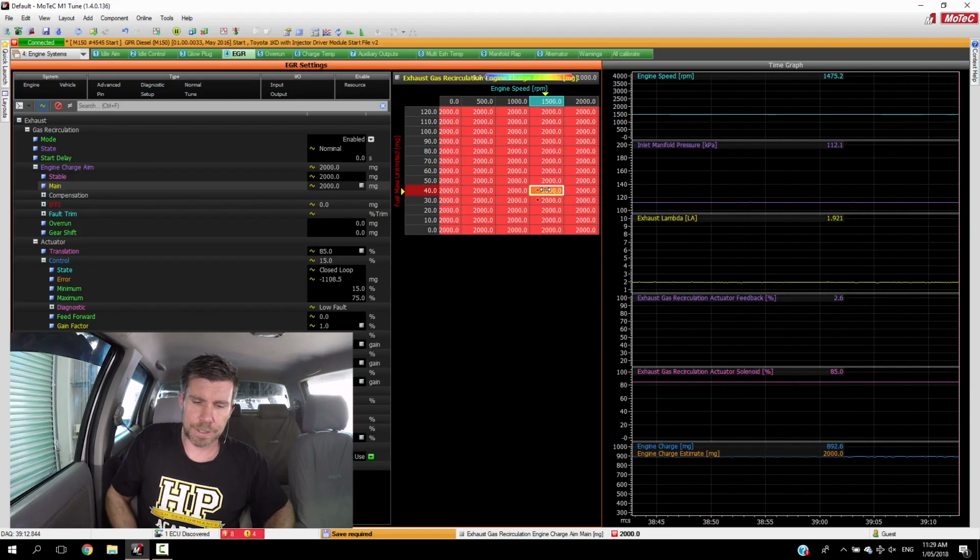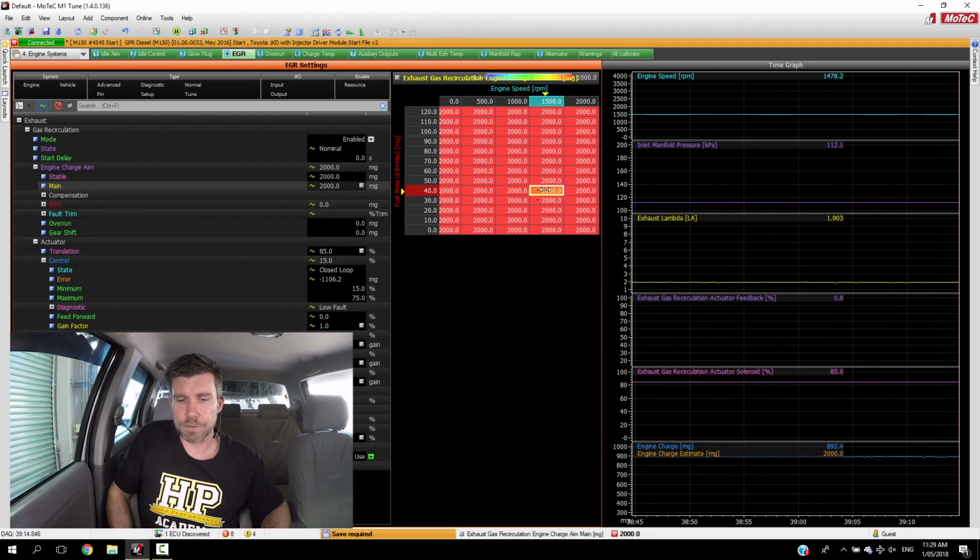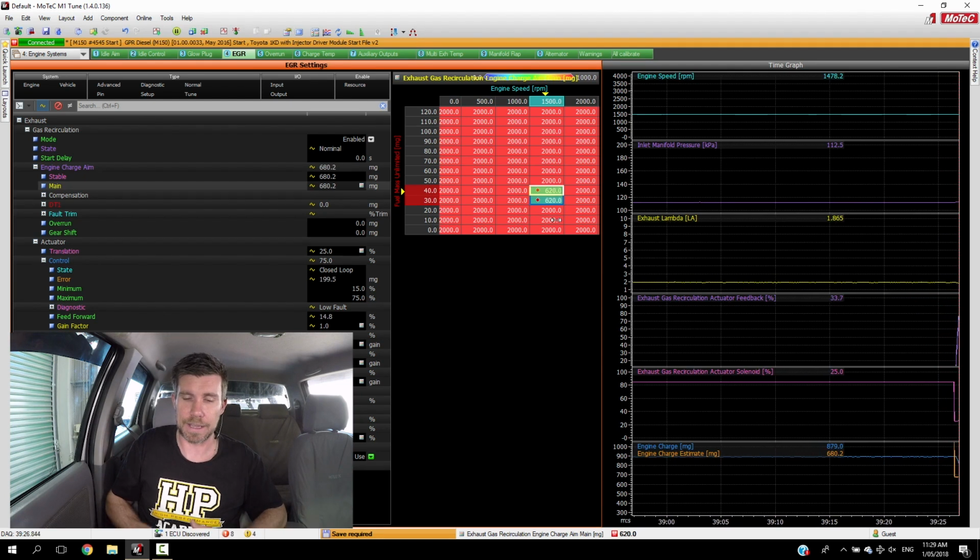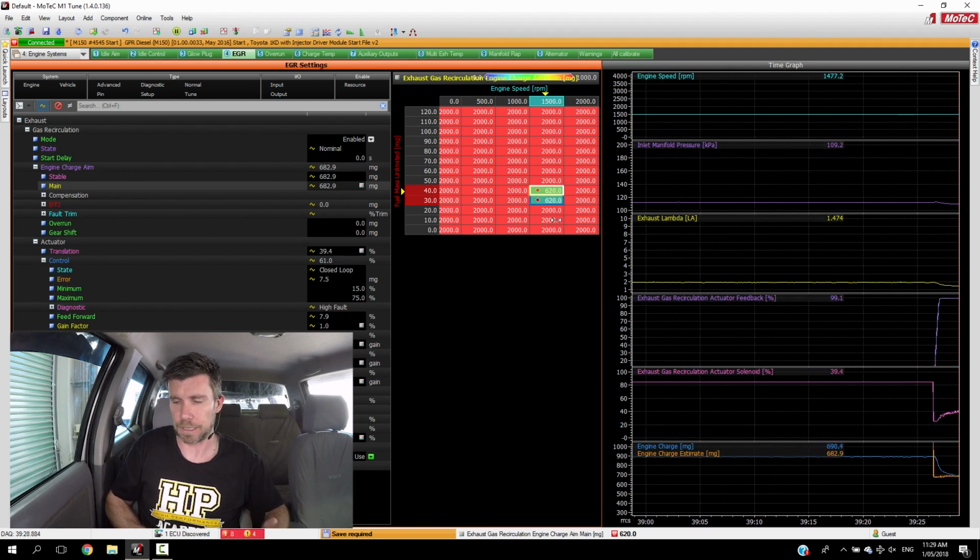We're going to request the ECU opens that EGR valve so we can have a look at the effect on our emissions. We can do that by going into our exhaust gas recirculation engine charge aim main table. Now I'm just going to highlight both the 40 milligram and 30 milligram cells there, as we are slightly interpolating. And what I'm going to do is just drop the target there down to 620 milligrams.